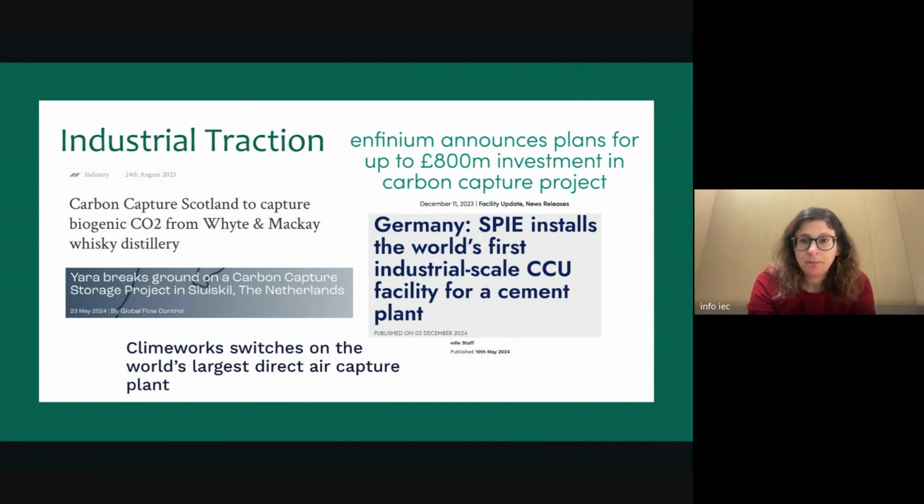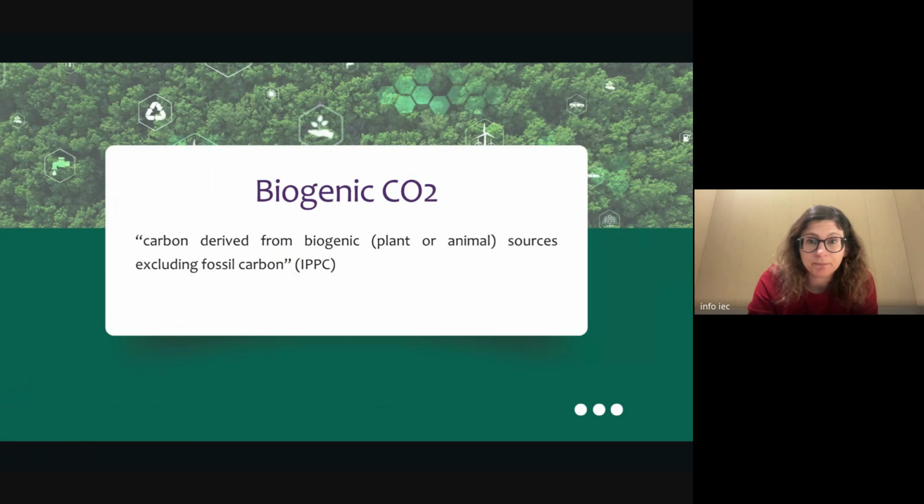So Germany has installed the world's first industrial scale carbon capture and utilization facility at a cement plant. Infinium, based in the UK, who are an energy from waste plant, have just announced investment of £0.8 billion, so huge sums of money into this. A lot of the hydrogen projects that we're looking at, green hydrogen, what makes it green is CO2 is captured at source. So huge industrial traction, which again is where my interest in this comes from. It's a technology that's becoming more and more relevant every day.